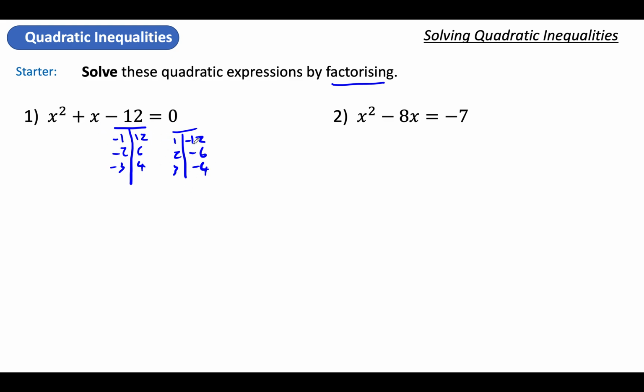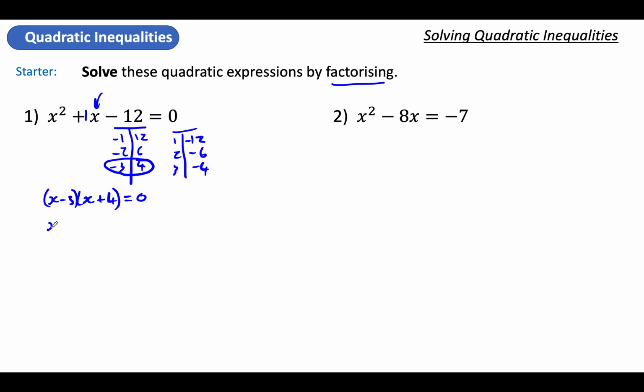Now, one of these pairs will add up to make the coefficient of this number here, which in this case is 1. We don't usually write the 1, but if there is an x on its own or a letter on its own, we know there's one of it, which is positive 1, and it's going to be this one here, because negative 3 and 4 have a difference of positive 1. And so we put them into brackets. Let's put x, take away 3, and let's put x plus 4. And it's important to say that you could do those either way round. It doesn't matter as long as the 3 is negative and the 4 is positive.